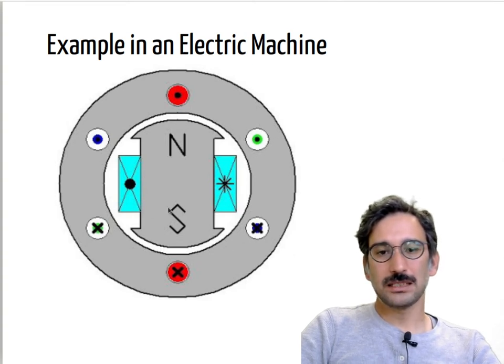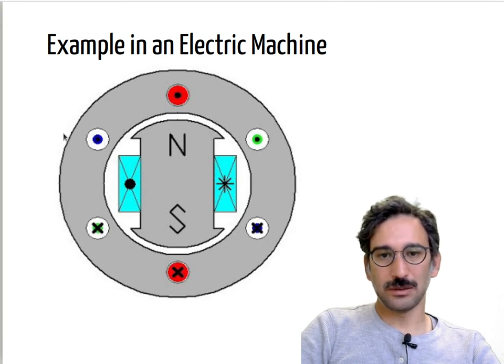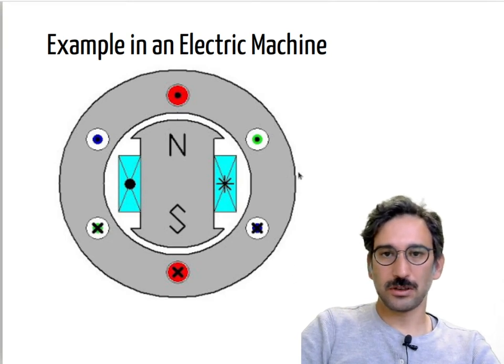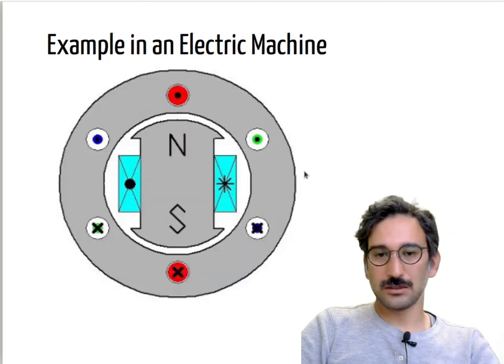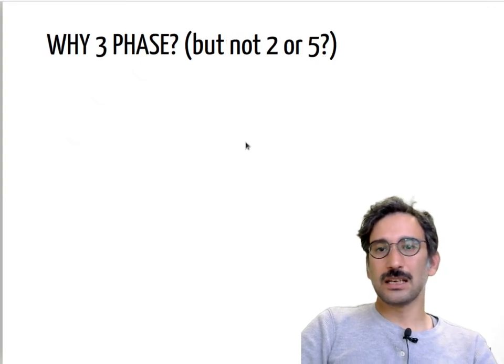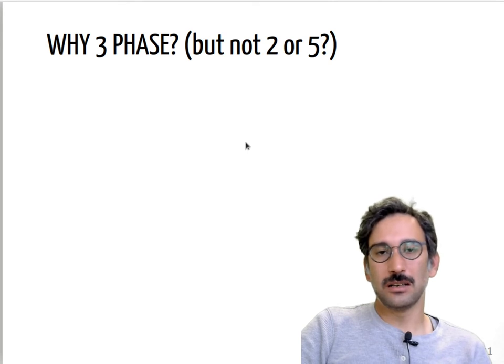So they are placed 120 degrees apart. So this is that one, and the other one is moved here, the other one is here. So all of them are moved to different positions. Okay, so we will talk about that one. And again, as you can see here, this is one phase, this is the second phase, and this is the third phase. Again, you can ask why 3 phase but not 2 phase or 5 phases.